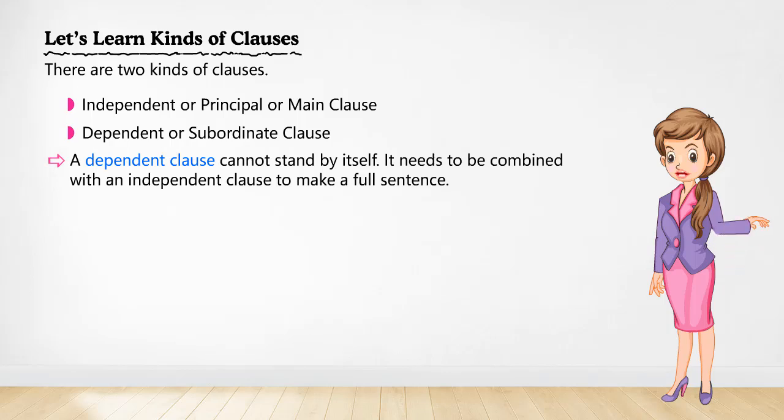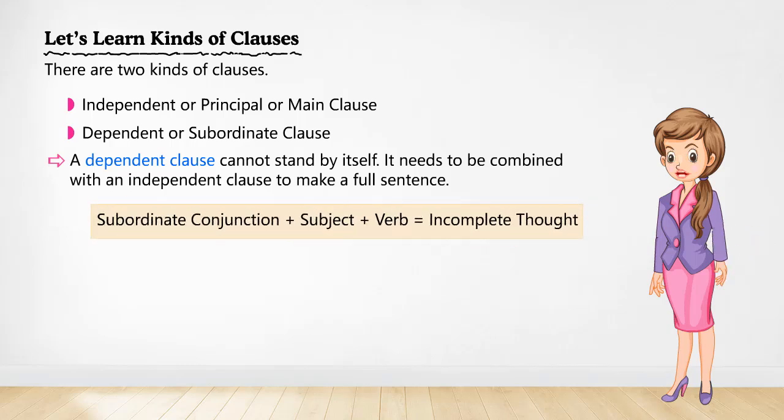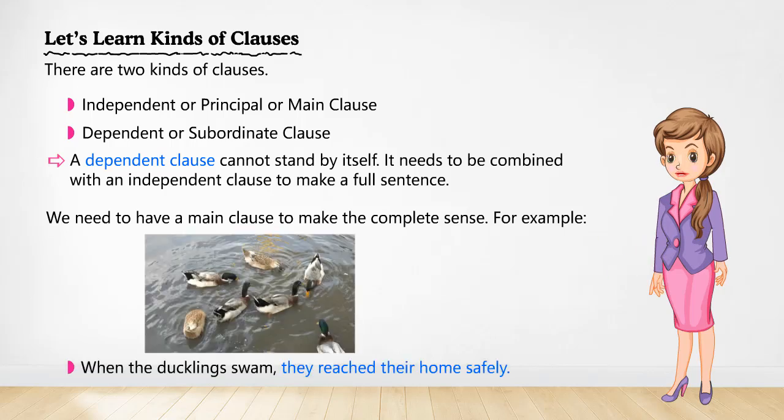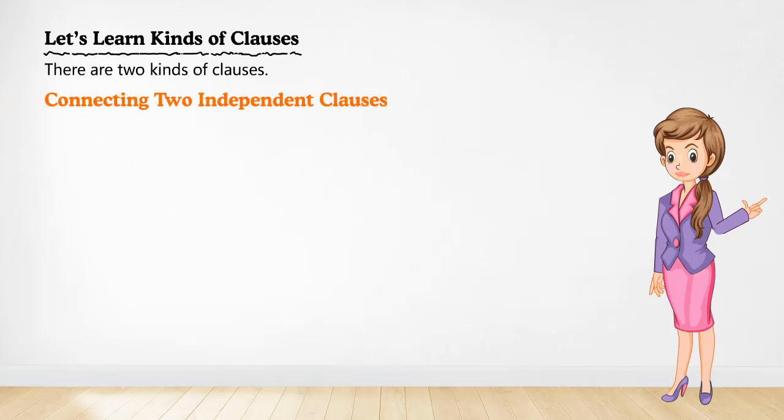A dependent clause cannot stand by itself. It needs to be combined with an independent clause to make a full sentence. Subordinate conjunction plus subject plus verb is equal to incomplete thought. We need to have a main clause to make the complete sense. For example, when the ducklings swam, they reached their home safely.